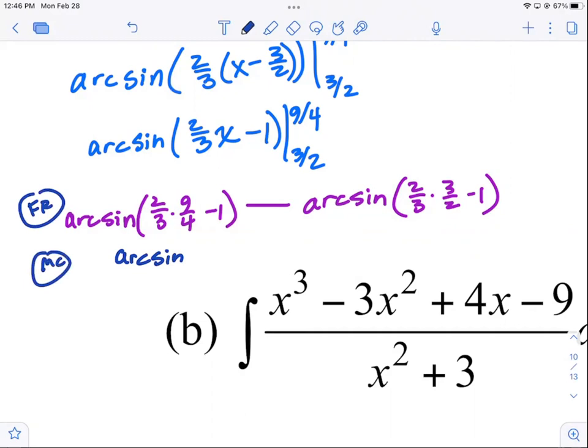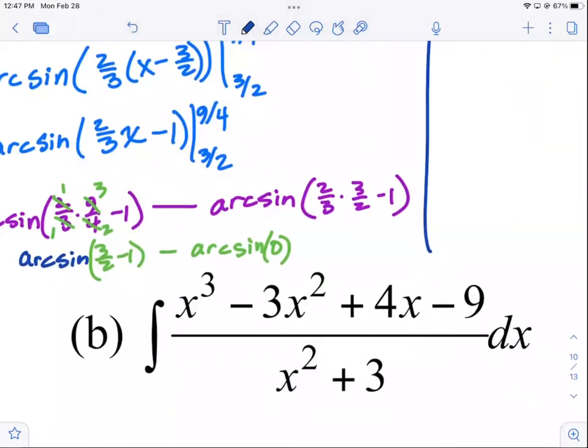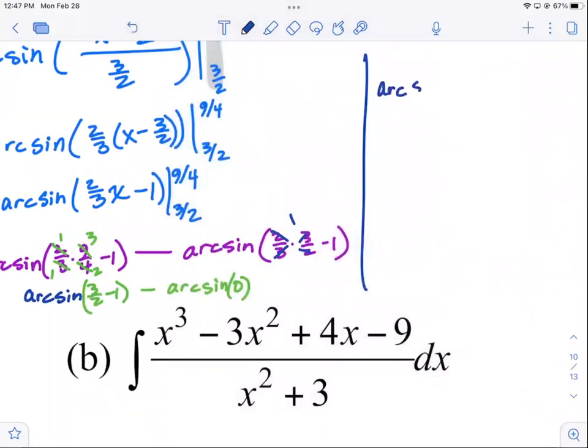So does this simplify? Yeah, I think it does. Watch. 2 goes in itself once, goes into 4 twice, and then 3 goes in itself once, goes into here 3. So this is arc sine of 3/2 minus 1, minus arc sine of 0. It's because it's 1 minus 1. Now, I just have one more line before I can actually use the unit circle inverse. 3/2 minus 1 is 1/2, minus arc sine of 0.